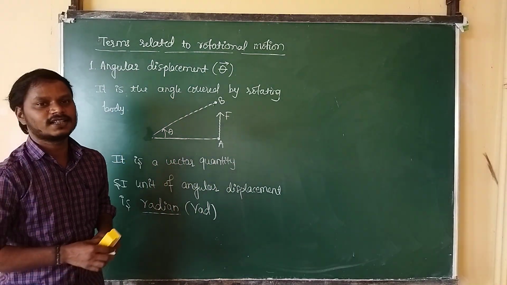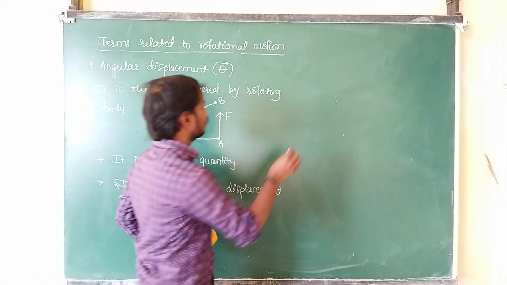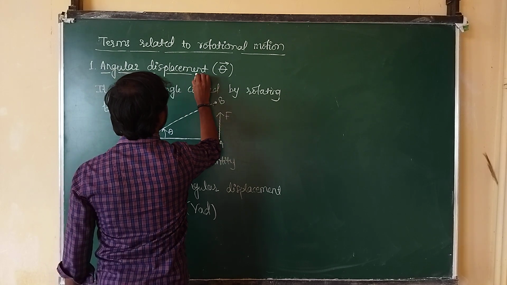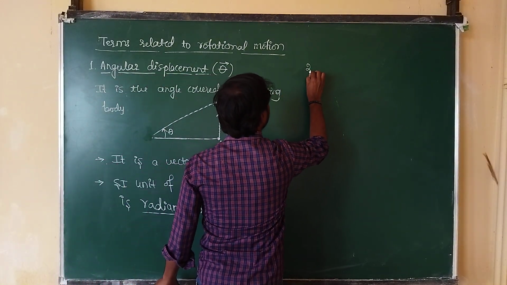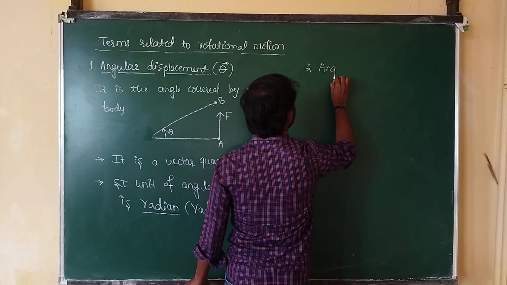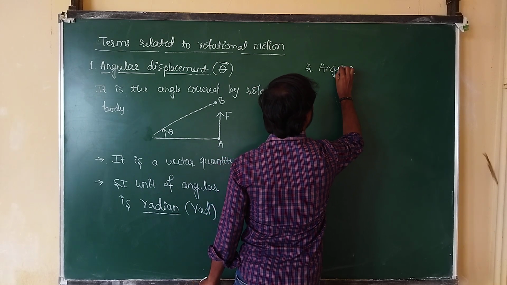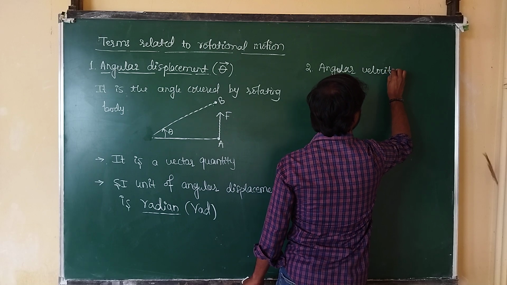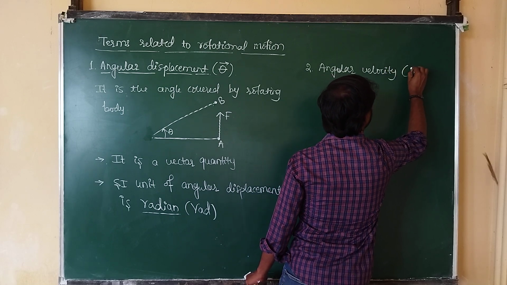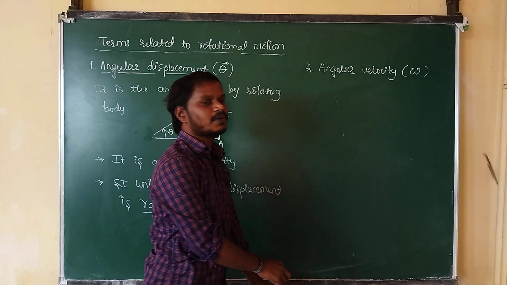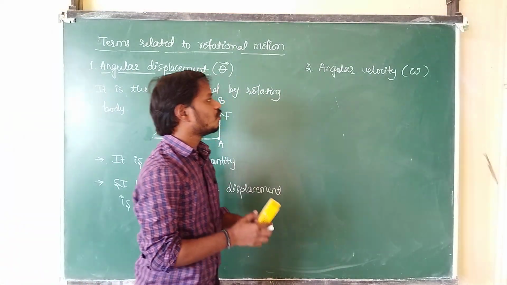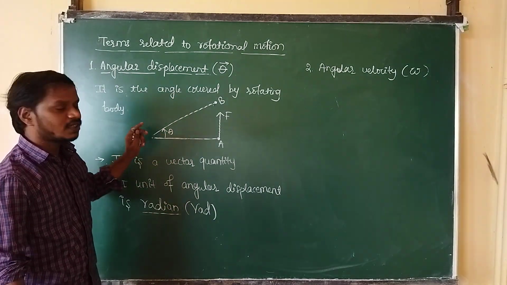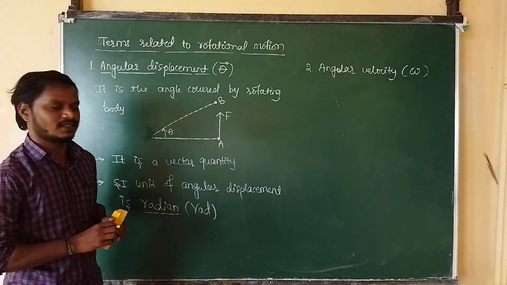Okay. Next, the second term, that is angular velocity. So the first term is angular displacement, the second term is angular velocity. Angular velocity is represented by the symbol omega. Then what do you mean by angular velocity? The rate of change of angular displacement is called angular velocity.